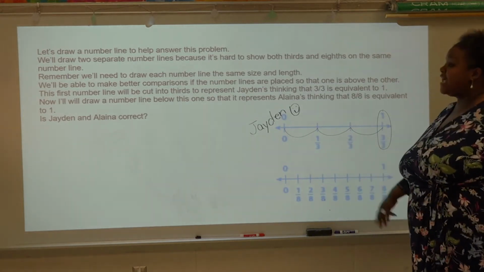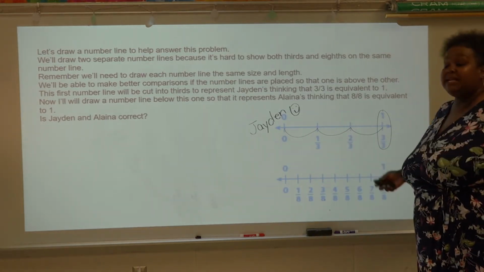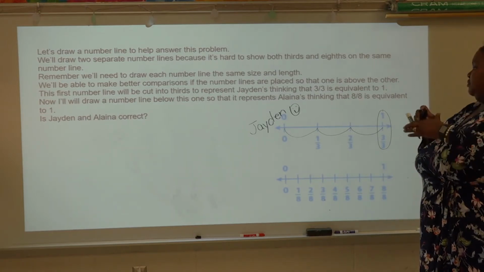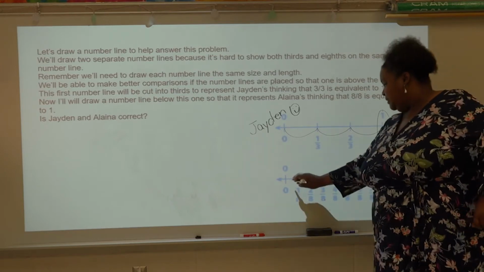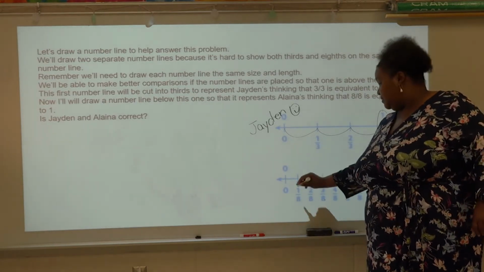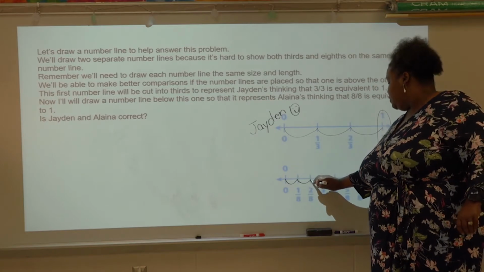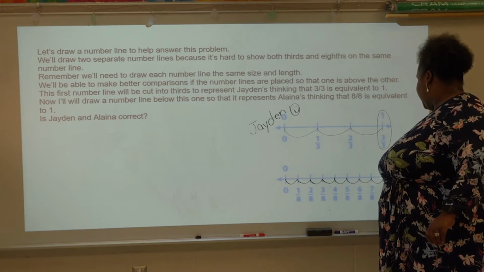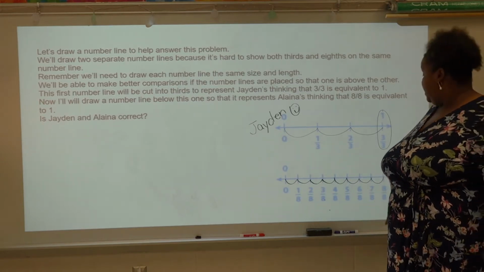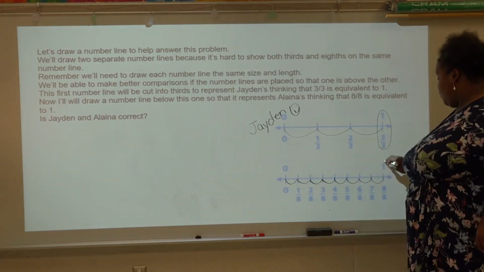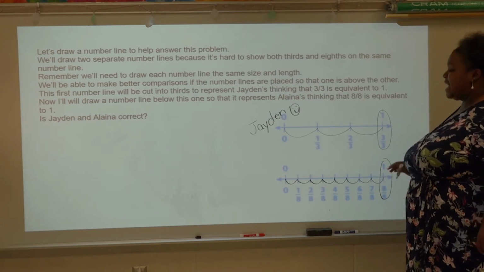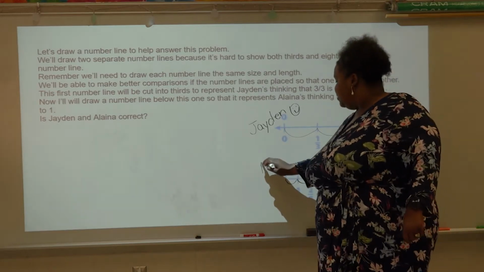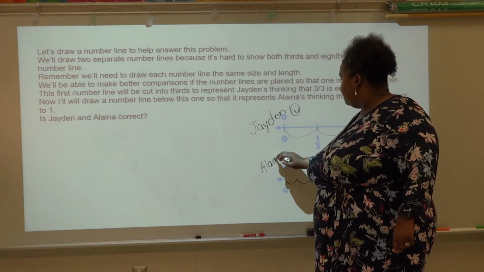Now we have a second number line drawn to represent Elena's thinking that 8/8 is equivalent to 1. So let's look at this one and let's see. 8 equal pieces. 1, 2, 3, 4, 5, 6, 7, 8. 8 equal pieces. And I see my 1. Same distance from the 0 to the 1 on the number line. I do agree with Elena.